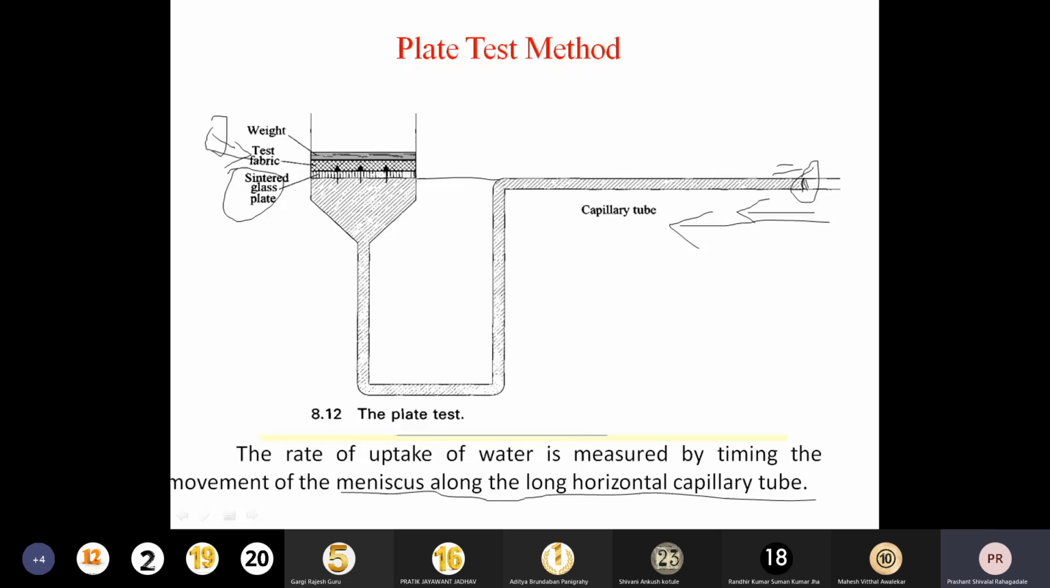And as in the experiment you can see here, a little bit of weight is also put on top of the fabric so that it stays in contact with the glass plate. We take a small precaution here. Many times it happens that due to that weight or load, the fabric gets compressed, but it is required, otherwise the innermost portion of the fabric will not come in contact with the opening in the center of the glass plate.